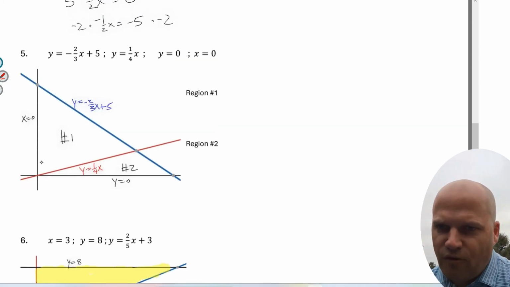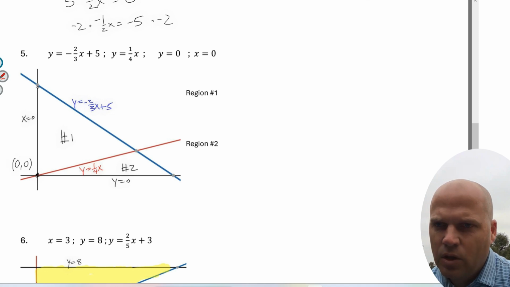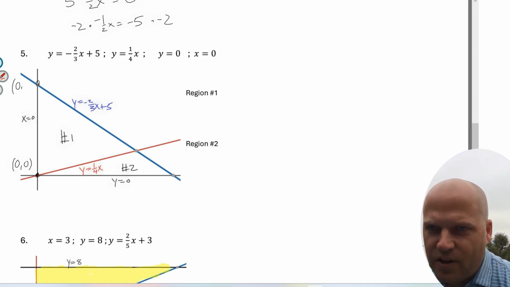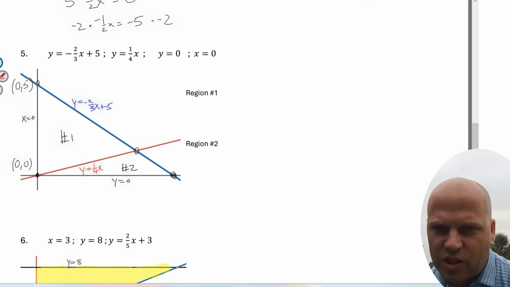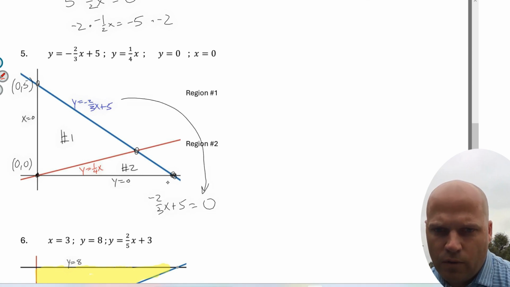Same deal. Let's just find some points. We can see this is 0, 0. That's nice. We can see if I plugged in 0, I get 5 again. Great. We need to find this intersection. We need to find this point as well. We need to find when negative 2/3 x plus 5 has a y coordinate of 0. So finding this point right here.